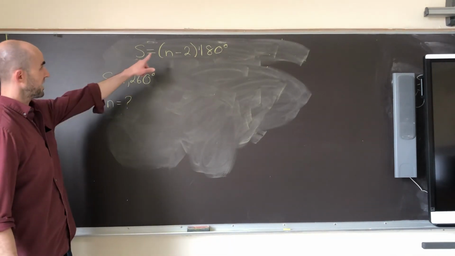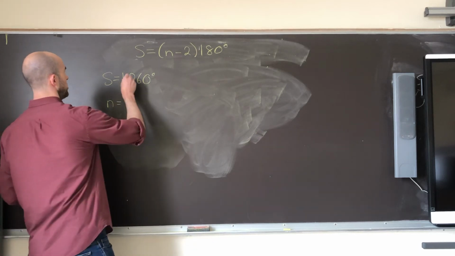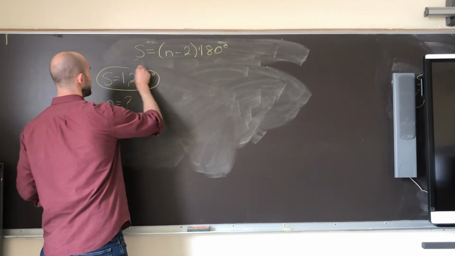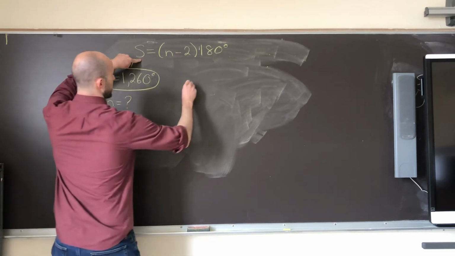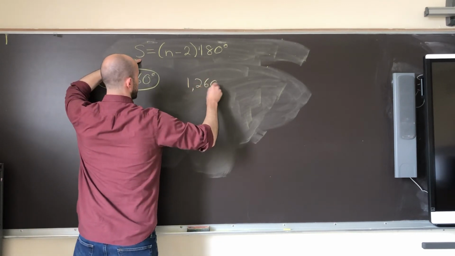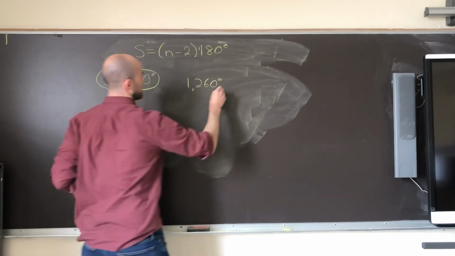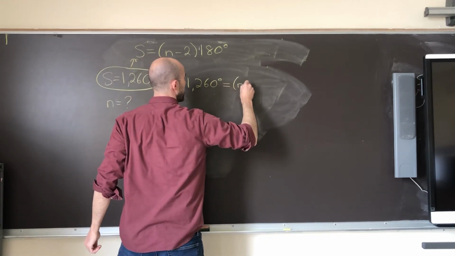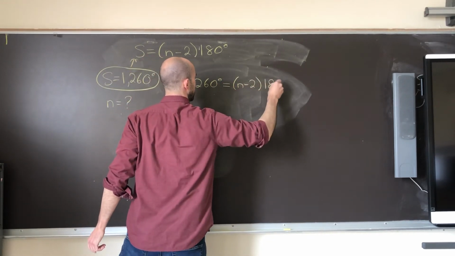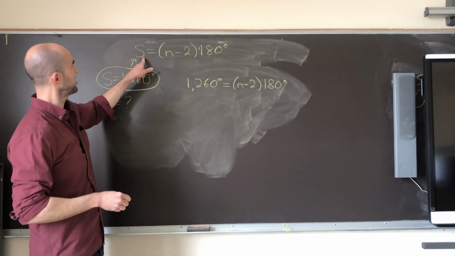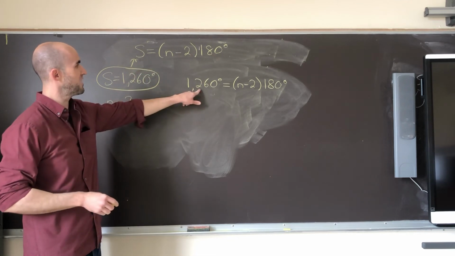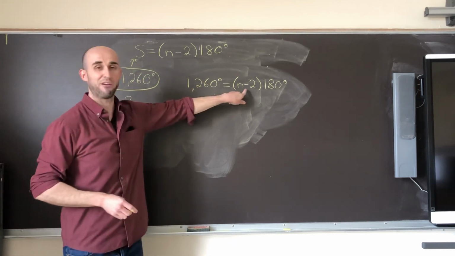Same idea. We're going to use that formula, right? Substitute. So instead of writing S, we're going to write 1,260. And now, we write everything else. n minus 2 times 180 degrees, right? So all I did in this formula, I just substituted what the sum was. The sum was 1,260.